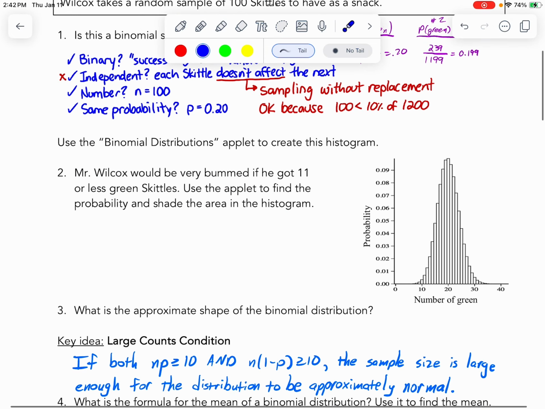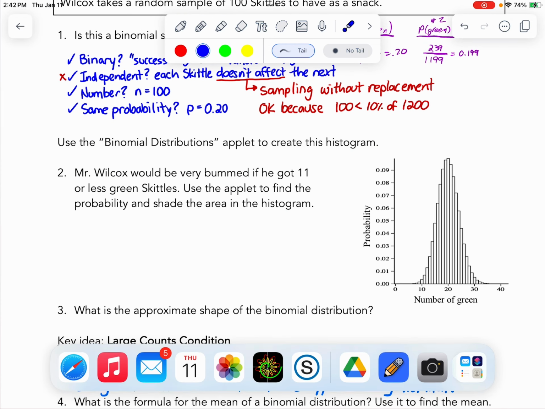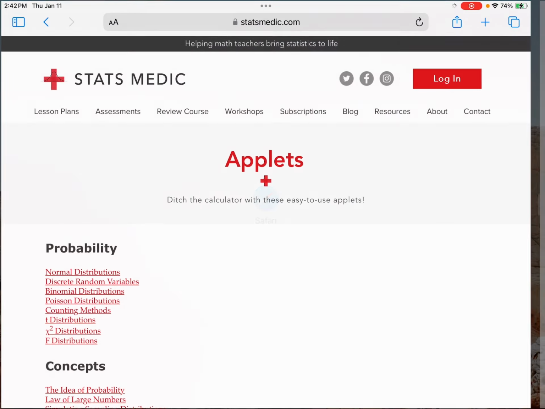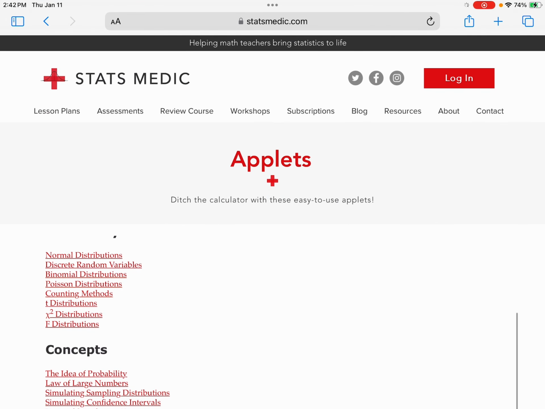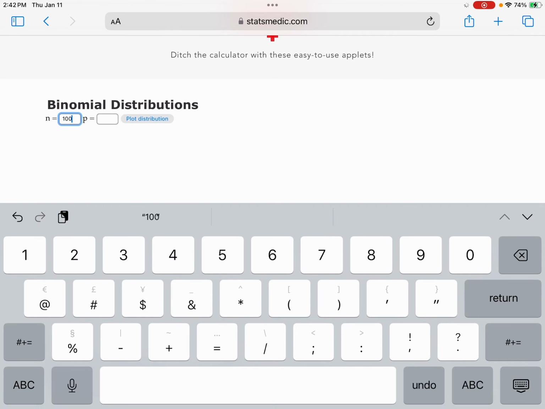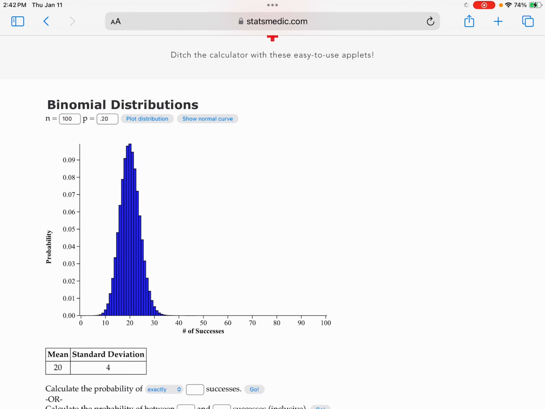Number 2. We're going to put this into the applet. So open your applet up. Binomial distributions. 100 Skittles. The probability of getting a green Skittle is 0.20. Plot the distribution. There it is. And that's what is on your notes. You can see there the average is 20 and the standard deviation is 4 on the bottom there. Okay, 20 and 4. Great.